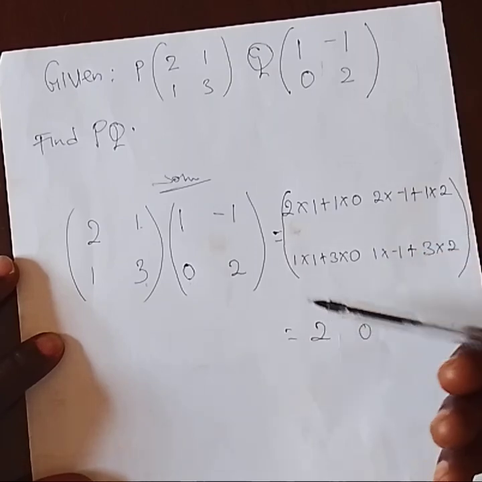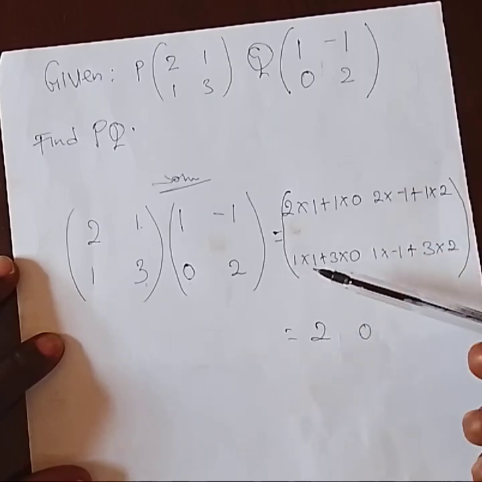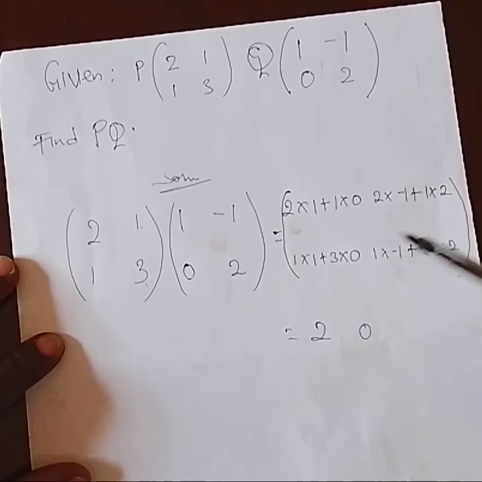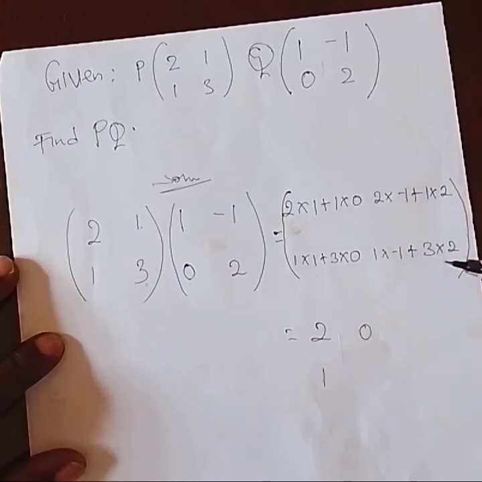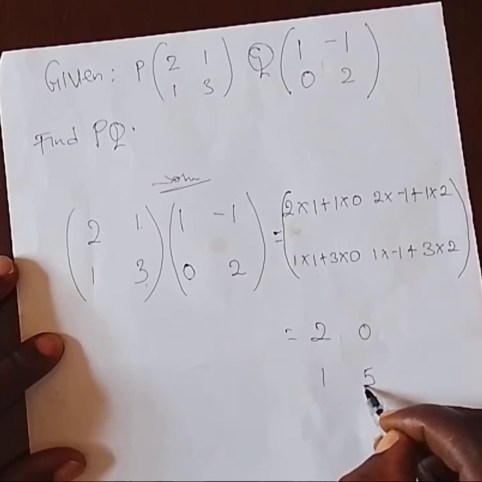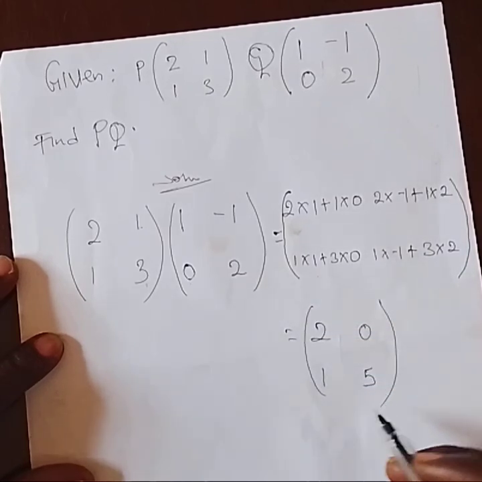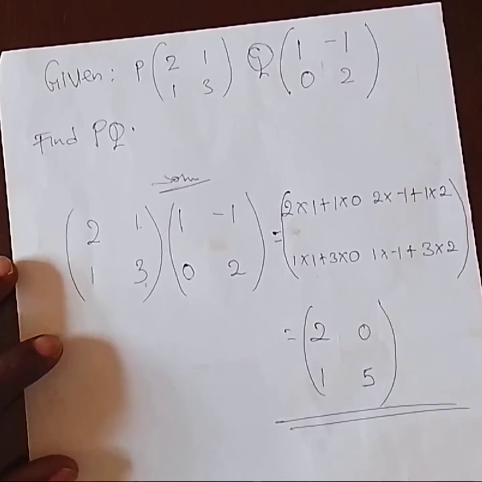Then we come down. Here we shall have 1 times 1 is 1, plus 3 times 0, which is 0. So here we shall have 1. Then for the next one, we have 1 times -1, which is -1, plus 3 times 2, which is 6. Now -1 plus 6 gives you the answer of 5. And that is your final answer.